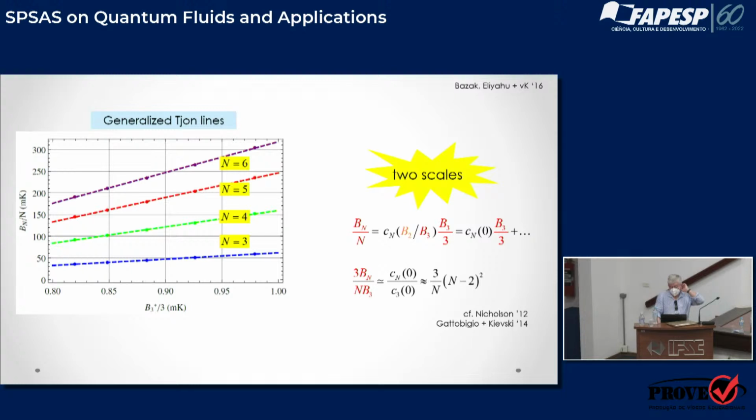Of course, there are Tjon lines also for five and six bodies and any number of bodies that you want. We call these the generalized Tjon lines for the higher-body systems. They are correlations between the binding energies.